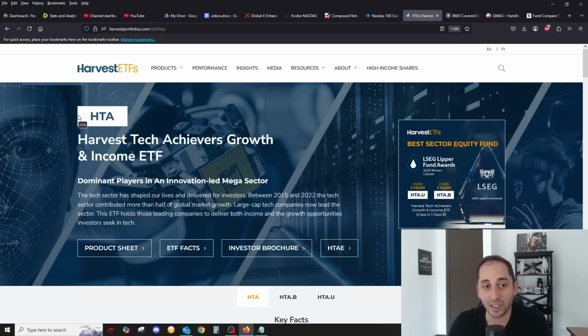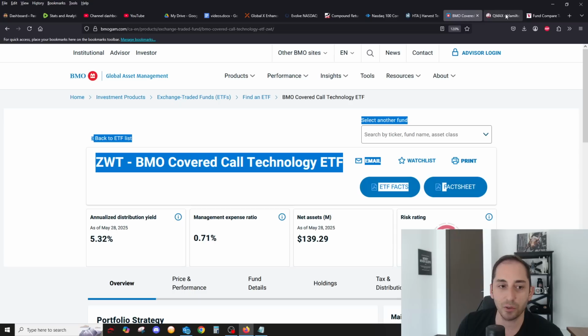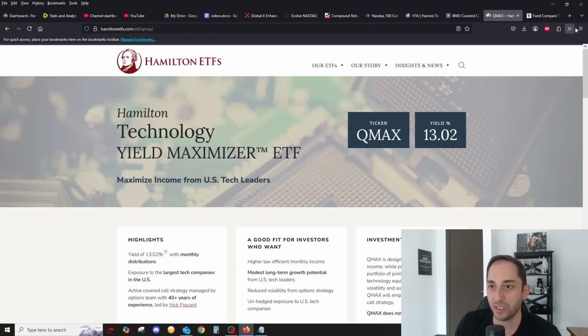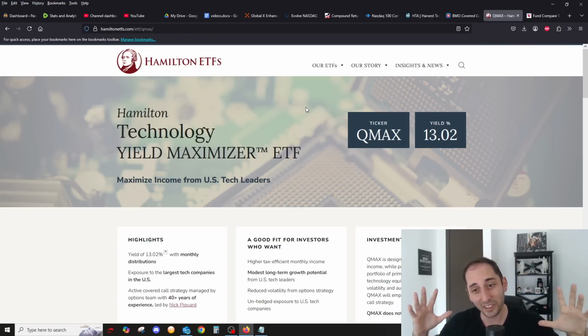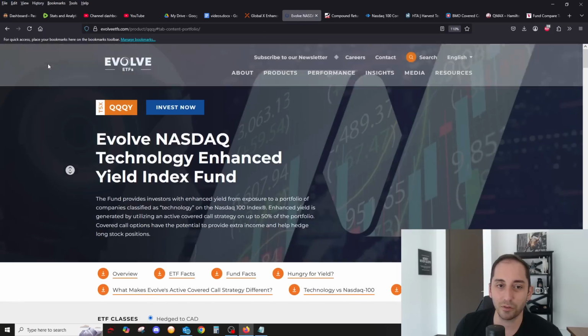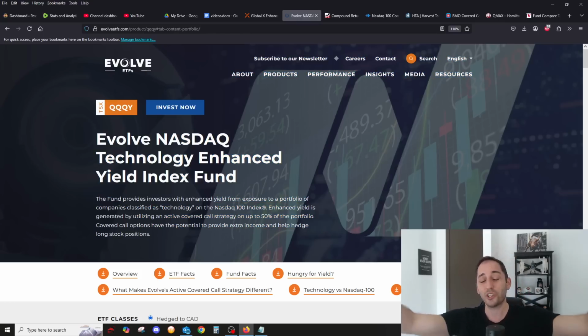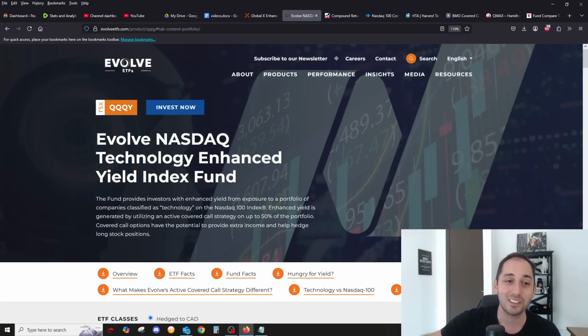This is equal weighted. But in terms of other pure play technology covered call ETFs in Canada, you have ZWT, you have QMAX, you have TXF as well from CI. But I think QQQY is really up there in terms of one of the best, if not the best one for just technology. I just wish there was a 25% leverage version. So email Evolve, request it, everyone, and maybe our dream will come true.